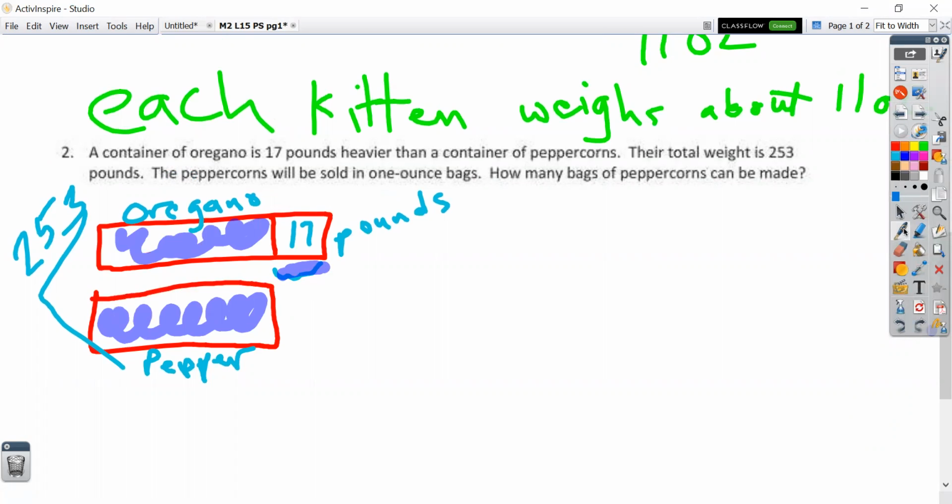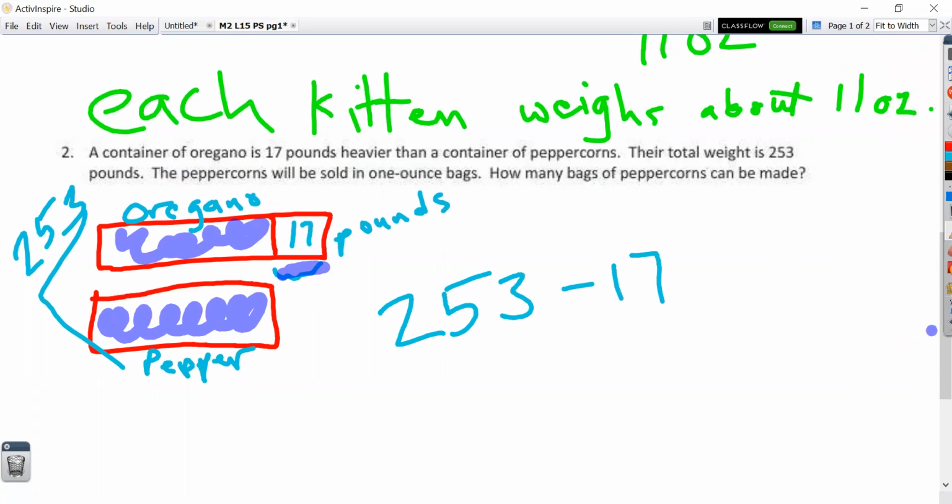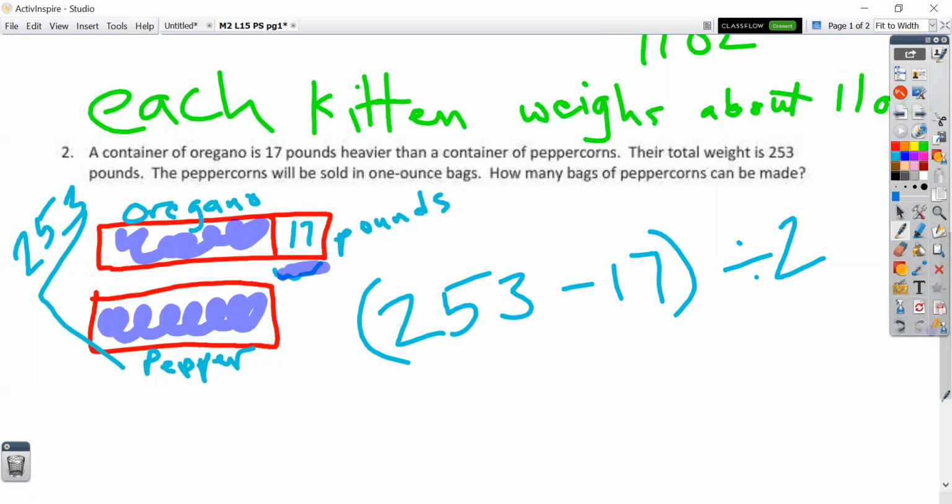So our first step is going to be to take our 253 and subtract those 17. And then, because we know that they're equal, we're going to divide it by 2 to get just the peppercorns. But then we have to convert that into ounces because it's saying they're sold in 1 ounce bags. So we will worry about that next. Let's go ahead and solve for this. 253 minus 17. This is a tough word problem. You really need to be a critical thinker with this one.